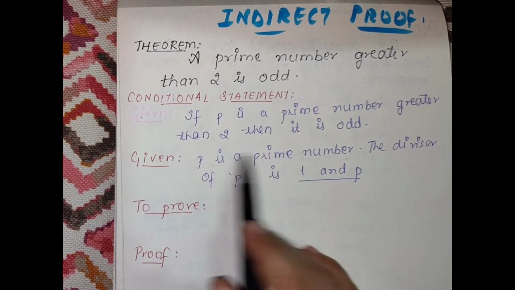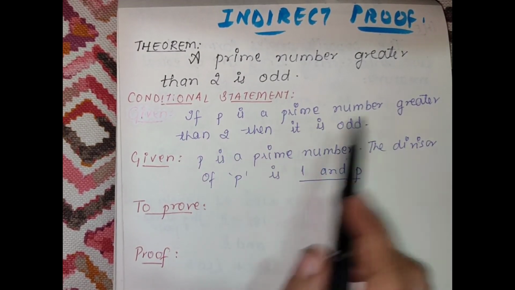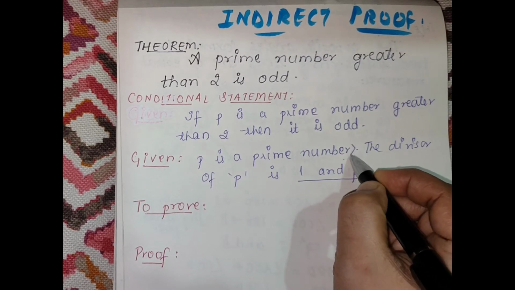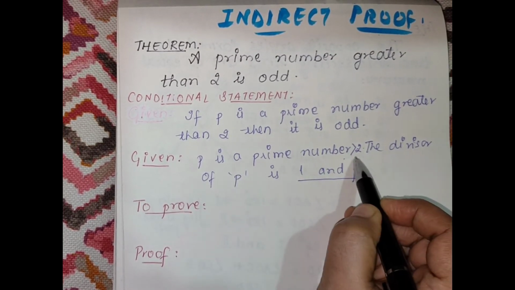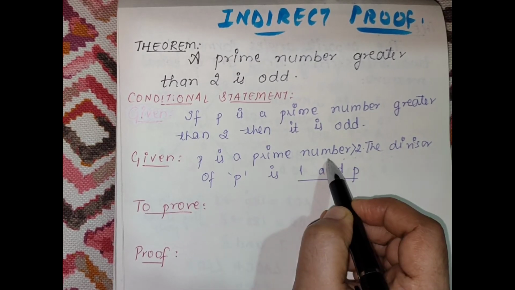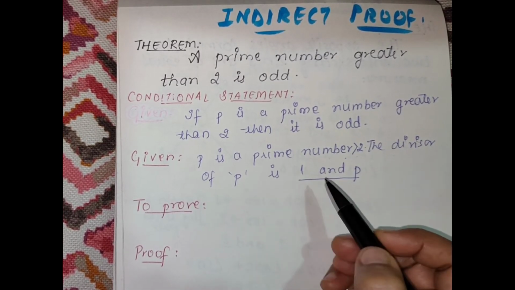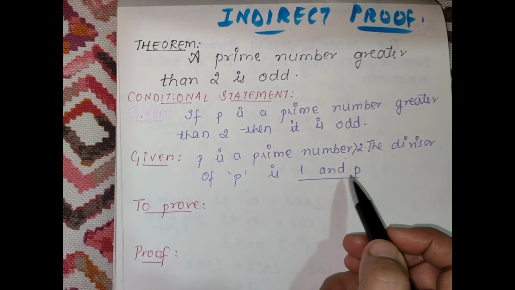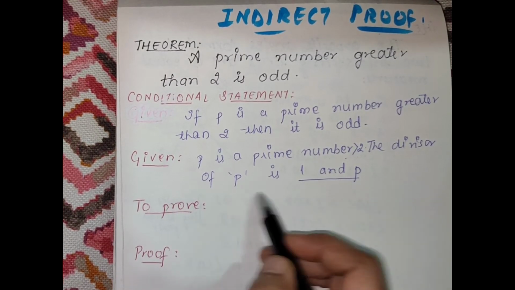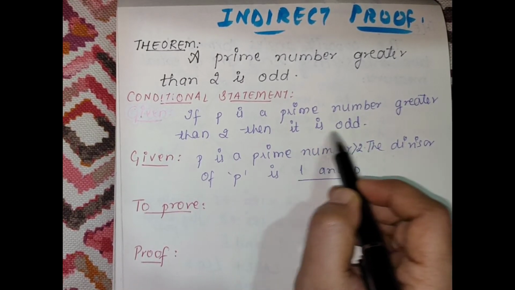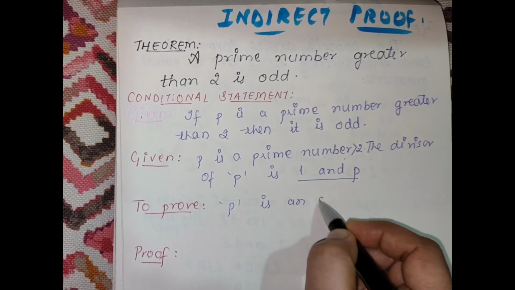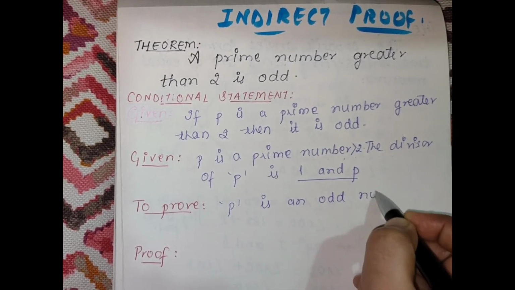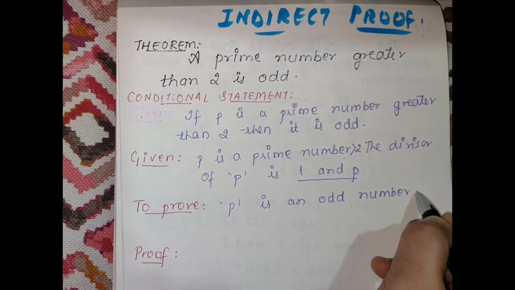So this is the given part. P is a prime number greater than 2. Here we will write greater than 2. This is given. Second part, if it is a prime number, then the divisors of P are 1 and the number itself, meaning P itself. And now what you have to prove? That it is odd. P is an odd number. This you have to prove.